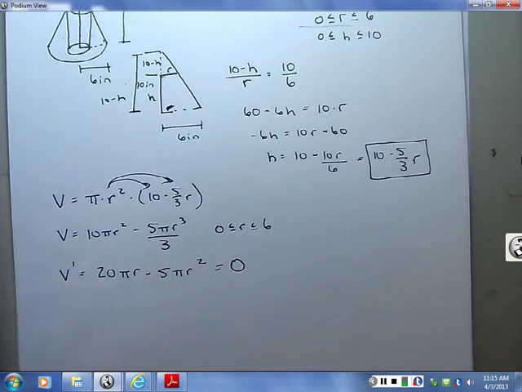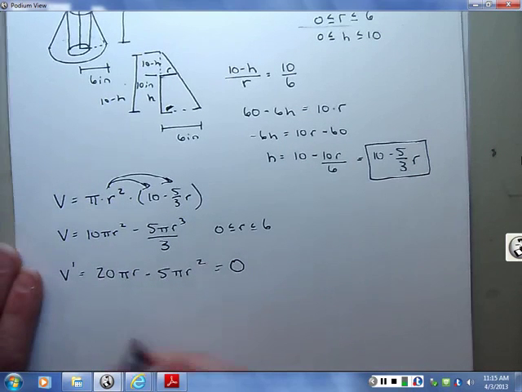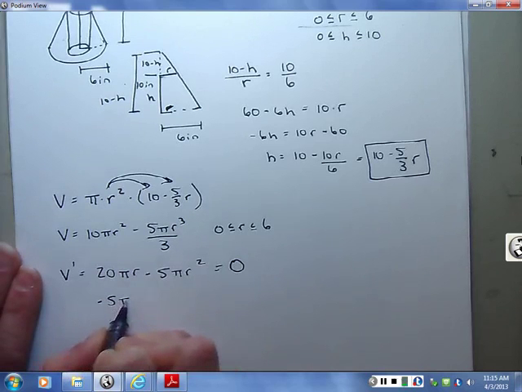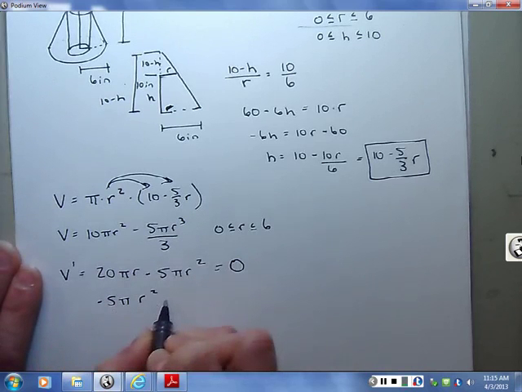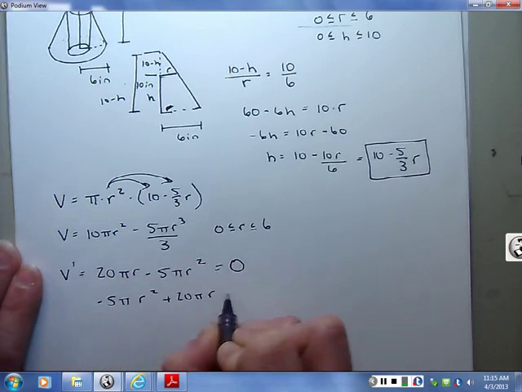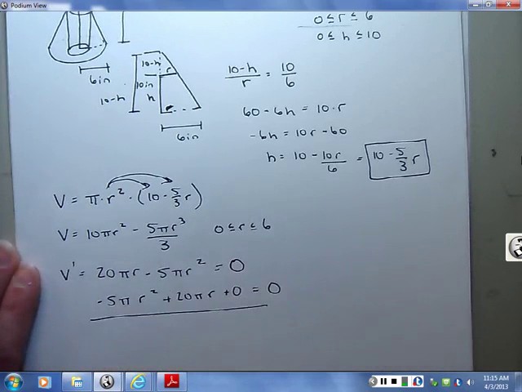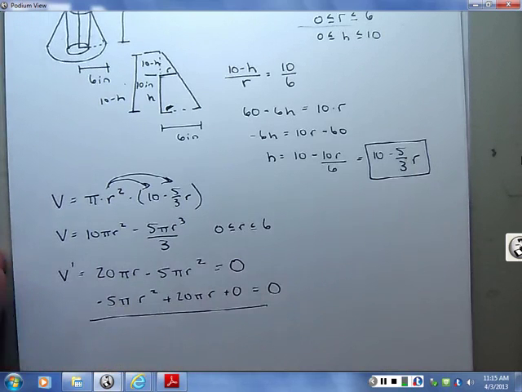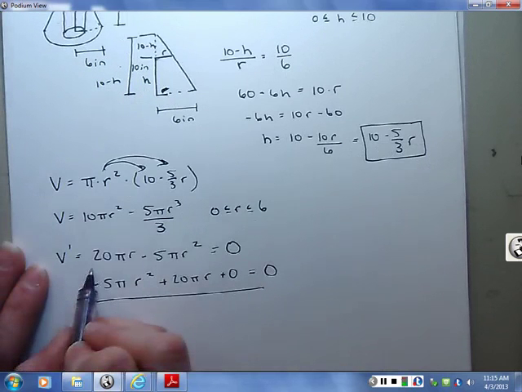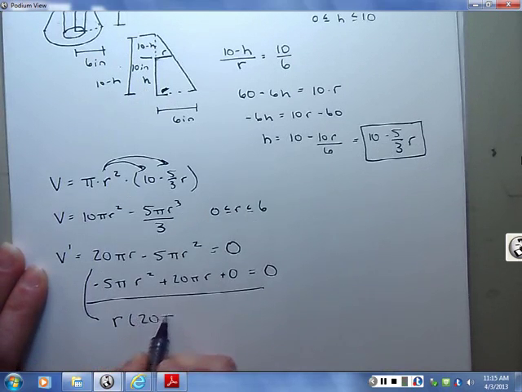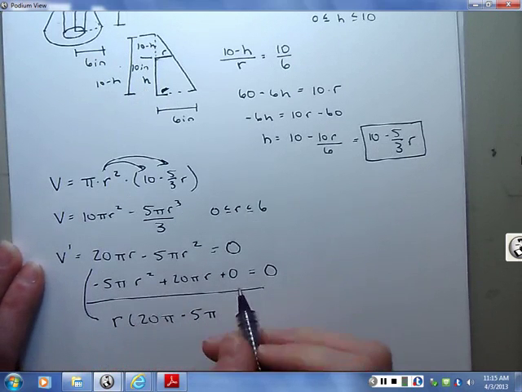So this is a quadratic. You guys can solve a quadratic, right? If I write this as minus 5 pi r squared plus 20 pi r, I could use the quadratic formula. Or I could factor out an r and have 20 pi minus 5 pi. I'm going to factor out more than that. Let's factor out more than that, sorry.